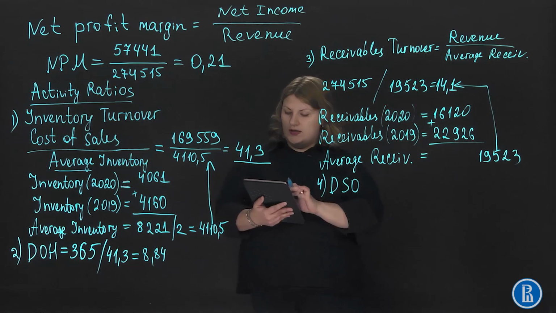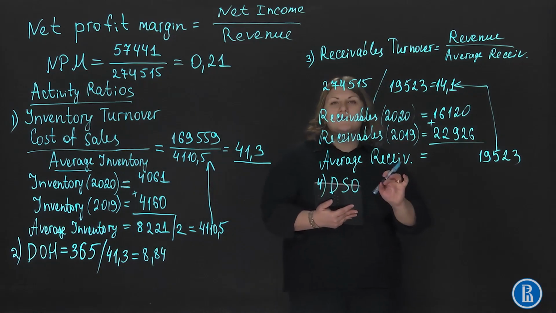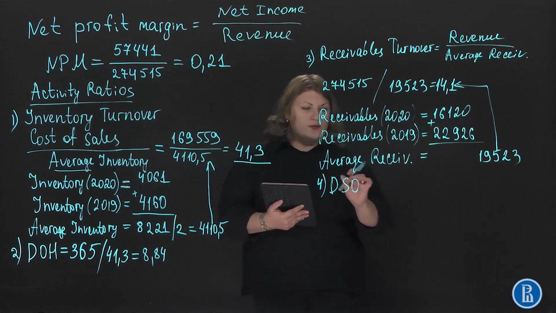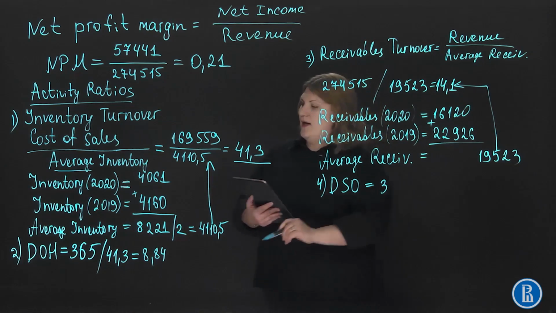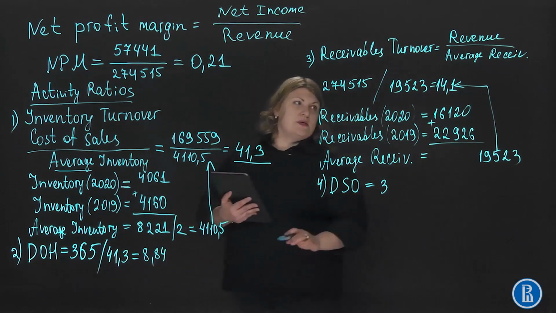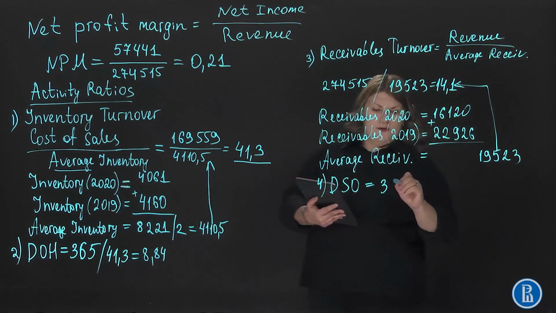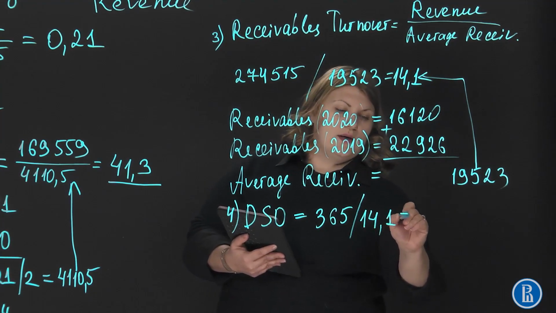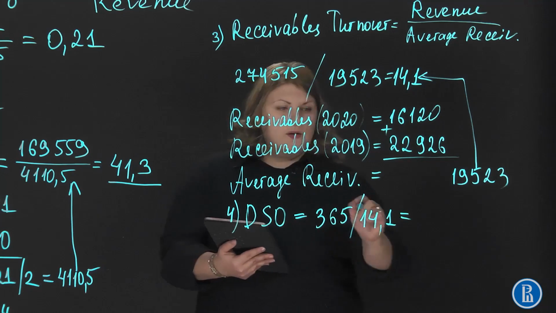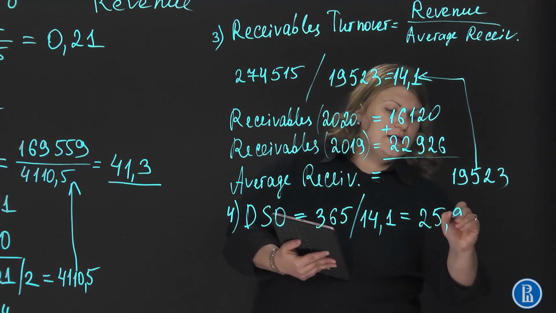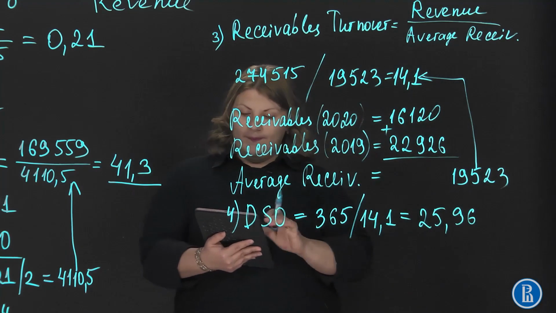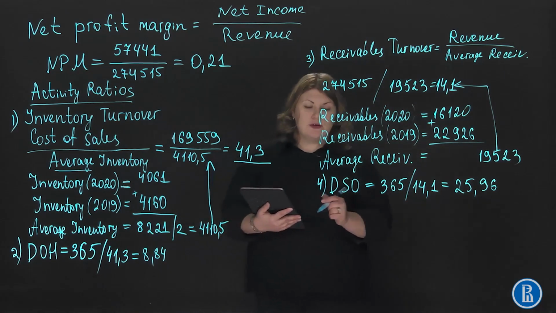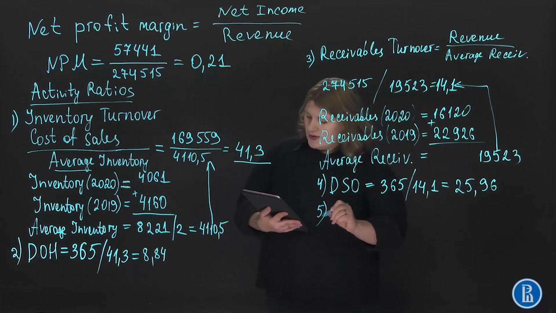We can therefore find another ratio here, which is days of sales outstanding. And days of sales outstanding will be calculated just as we have calculated DOH, but using our receivable turnover figure. It is 365 days over 14.1. And here we get 25.96 days on average.